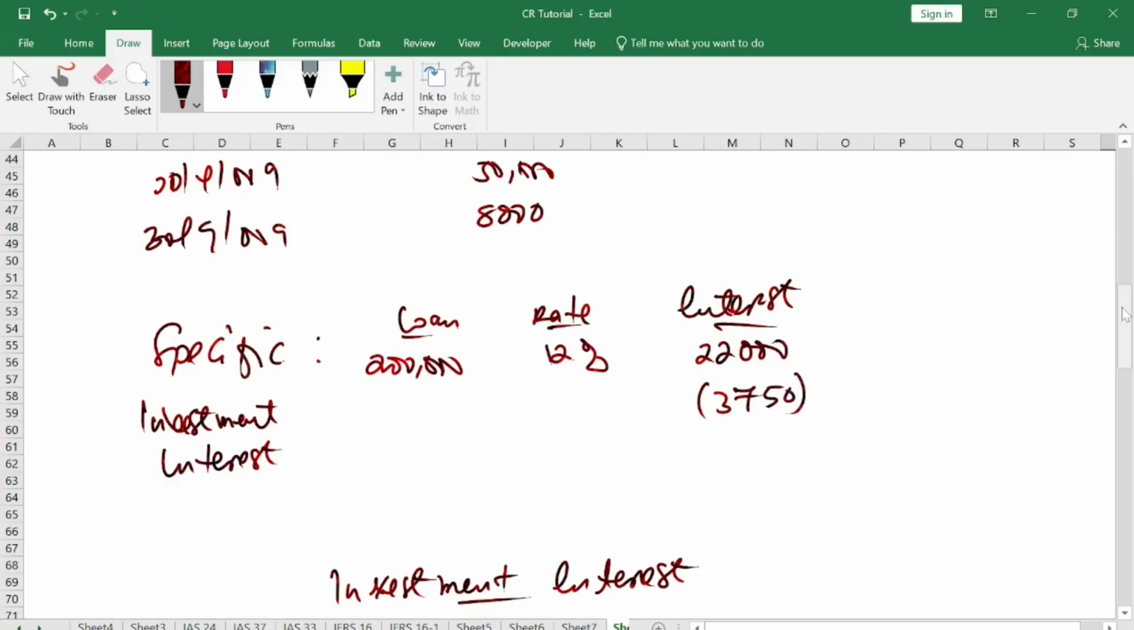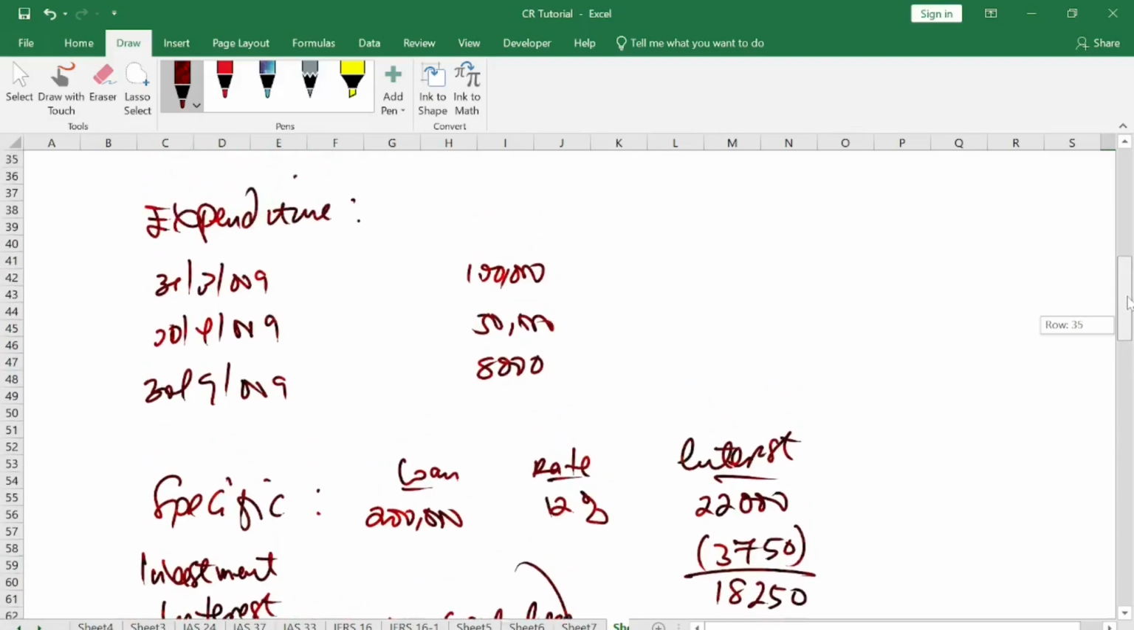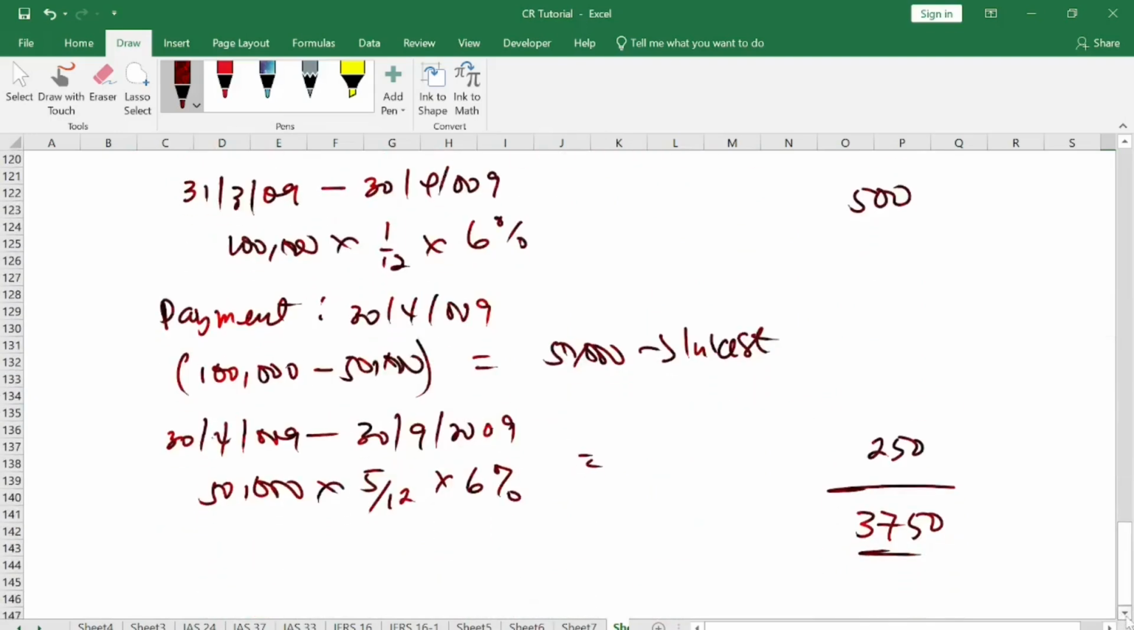3,750. So when you less it, whatever you have left is your borrowing cost to be capitalized. All right, so your borrowing cost, how much is it? 18.2. So now we are done with the specific loan. Now let us go to general.